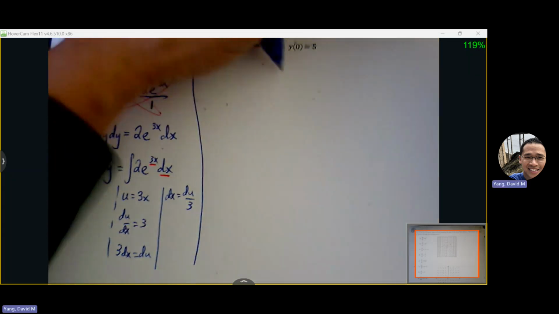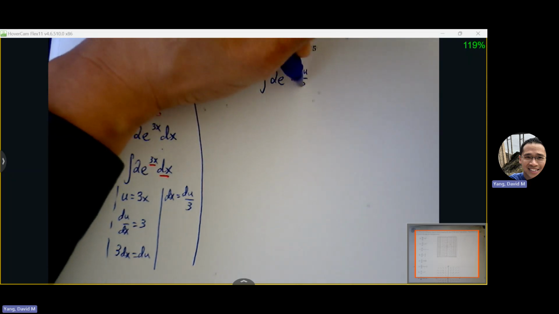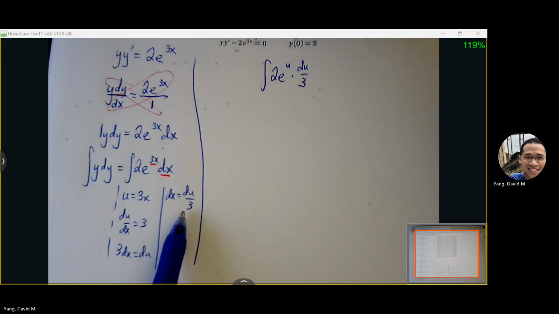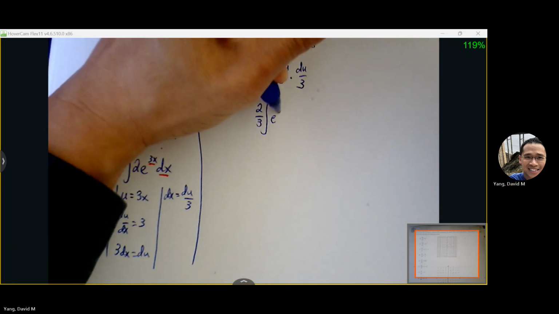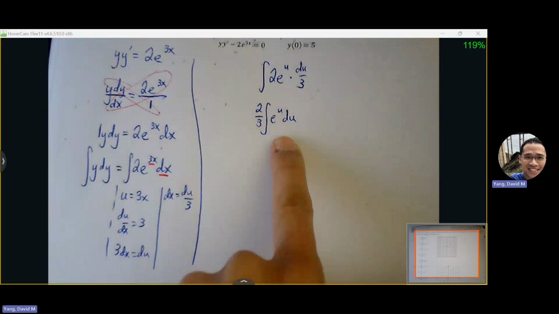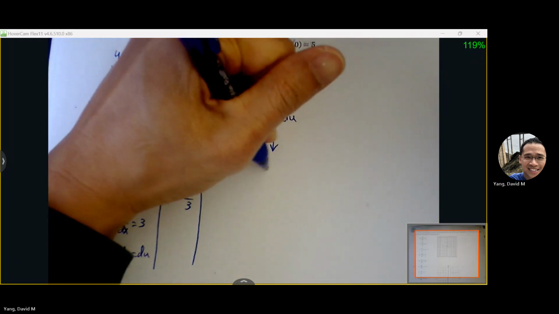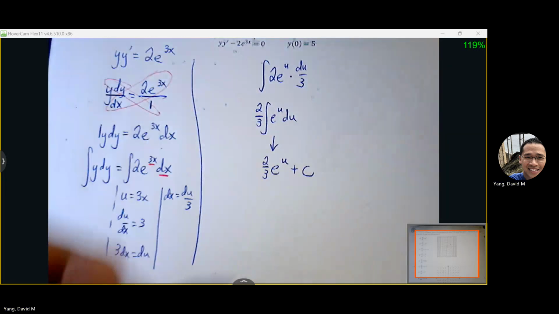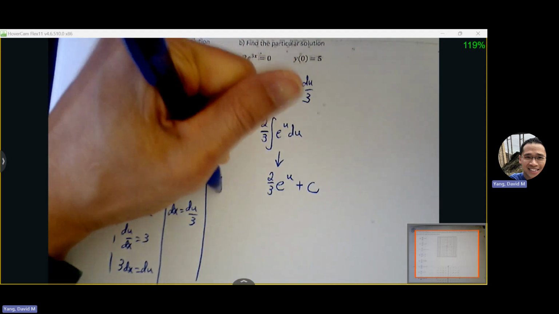So this ends up giving me 2e to the u times du over 3. All right, replace 3x with u, replace dx with du over 3. Pull the 2/3 out. And we know e to the u is just e to the u, right? It doesn't turn into natural log. It's not power rule. E to the u is just itself. So 2/3 e to the u plus c. And then the left side, we know it's just y squared over 2. That's just power rule.